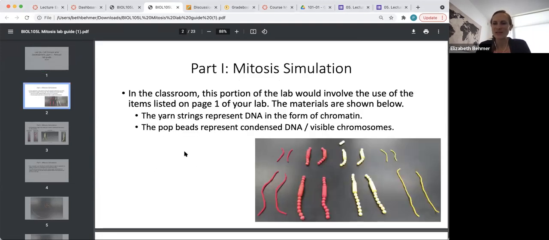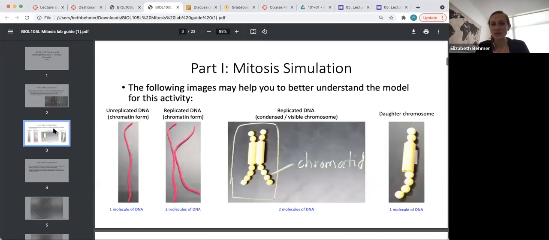So here is the mitosis simulation, and in the classroom, these are the materials that we would have. And the materials as a part of the mitosis simulation, the yarn strings themselves represent DNA in the form of chromatin. So it's just tightly wound up DNA. And then these pop beads in red and yellow represent condensed DNA and visible chromosomes. So here is what we have.